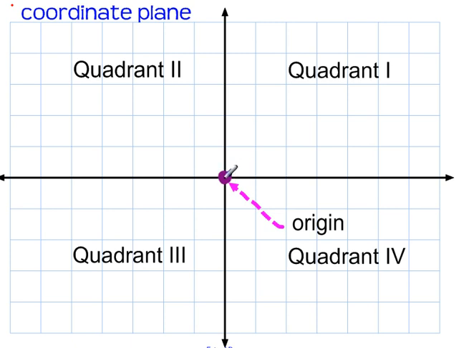Origin is the center or the beginning of something. The origin of a plant is a seed. So you can think of this as the beginning of where we will graph everything. And that's going to be important in our lesson today.